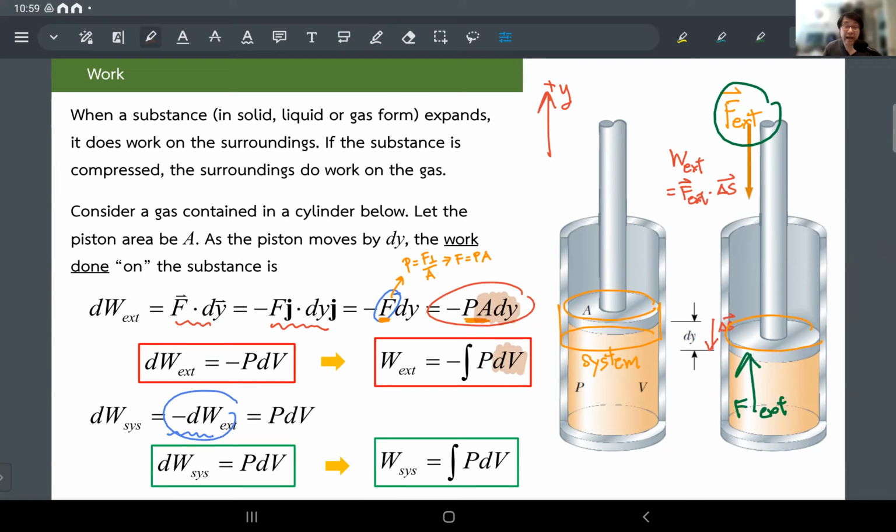So that's why we can now talk about the work done without talking about the force at all. We are going to only talk about the volume change. Every time that you see the volume change, there is a work done. But then it depends on your question. You want to get the work done by the external force or you want to get the work done by the system. If you want to get the work done by the system, you just put the negative sign in the front. And that leaves you to this expression down here in green.